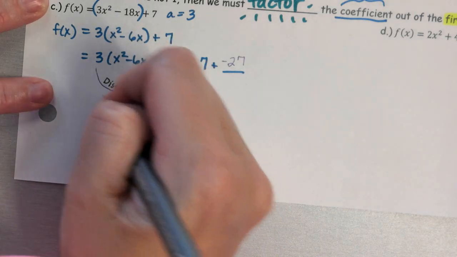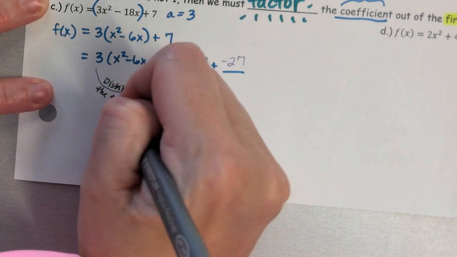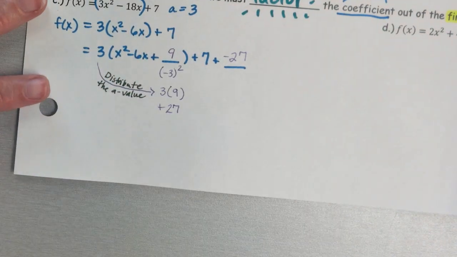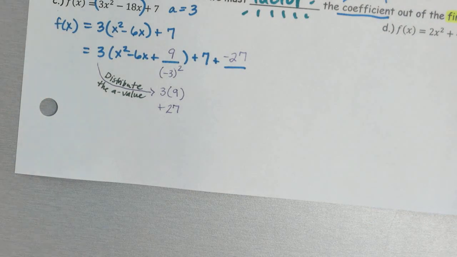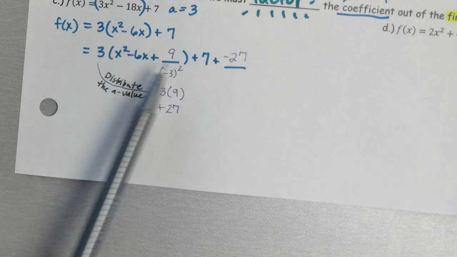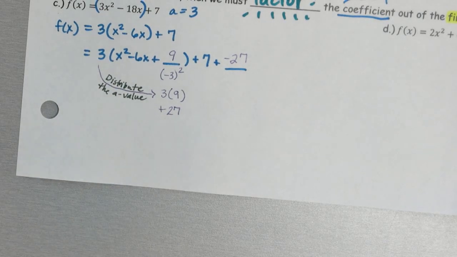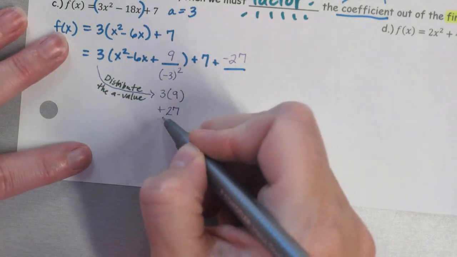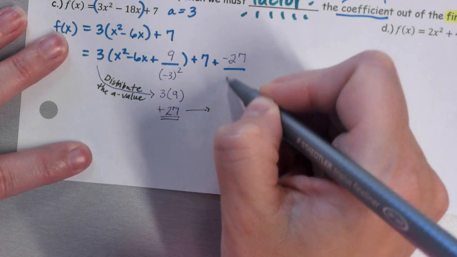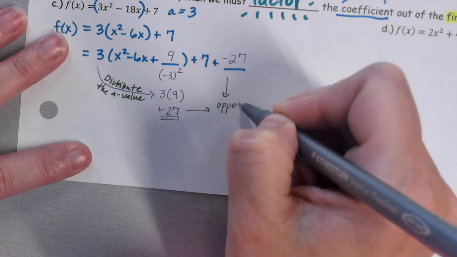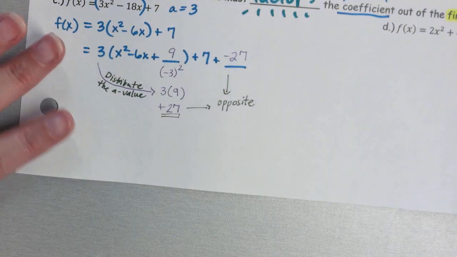Okay, so you distribute the A value, because of that property. So if 3 is in front, you have to remember that 3 times 9 is 27. So if I'm adding 27, these still have to be the opposite. If I add and subtract, they are the opposite. The reason why that's important is because it adds to 0.